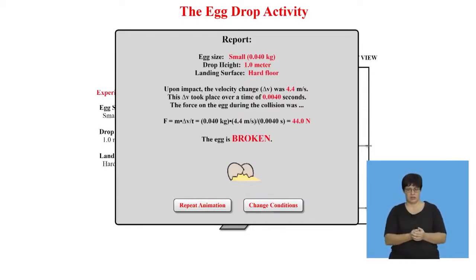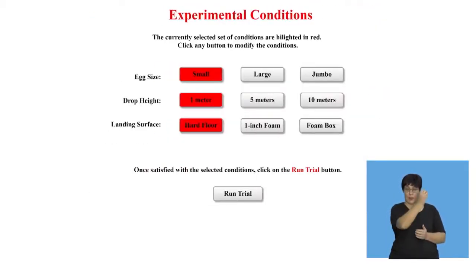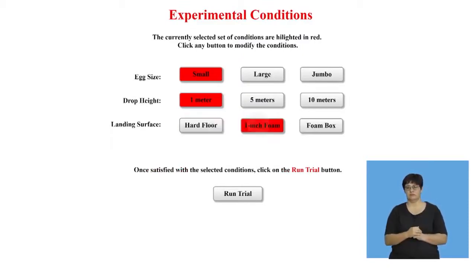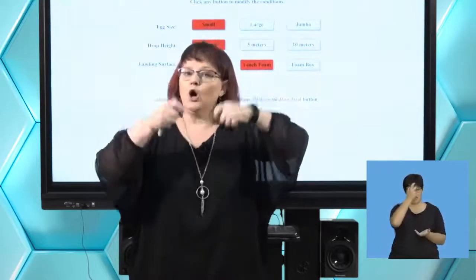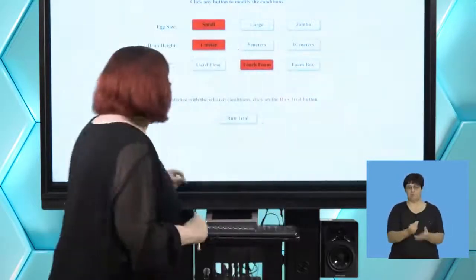Let's keep the small egg, and let's change the surface to 1 inch of foam. That's 2.5 centimeters. You can't tell on the TV anyway, it's about this big in my hands, I think. Not good with distance. And it's foam. So foam's a little softer, right? So what we expect is the egg should take longer to stop. That's what we expect, so let's see if the egg breaks or not.